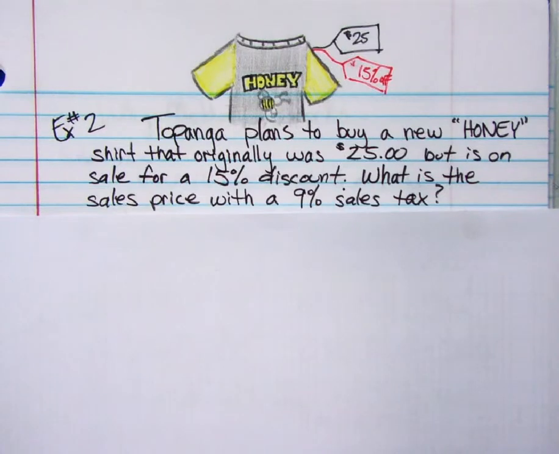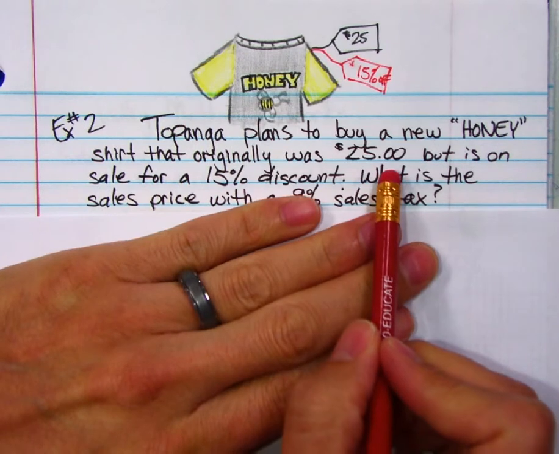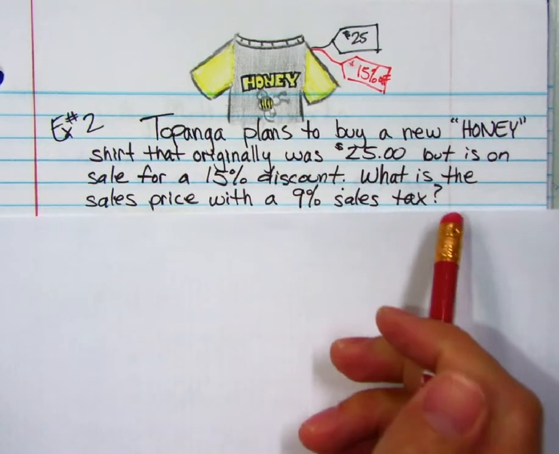So Topeka plans to buy a new shirt that originally was $25, but it's on sale for 15% off, a 15% discount. So what's the sales price with a 9% sales tax? This time I not only did what we were doing before, but I added an extra part. So I'm actually doing two different things here, but we'll do one thing at a time.